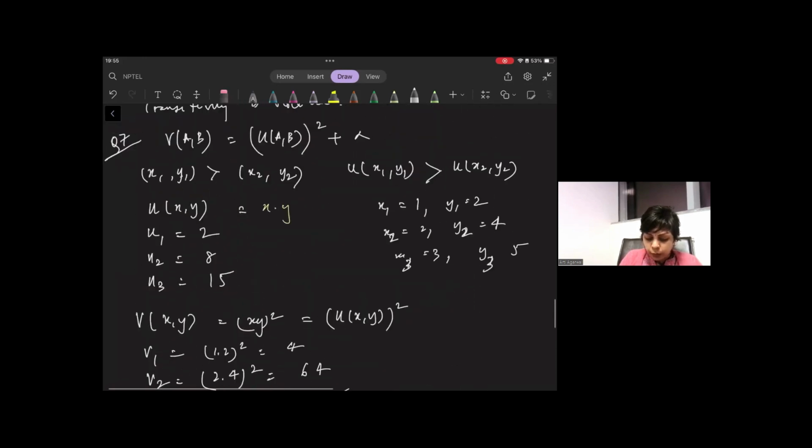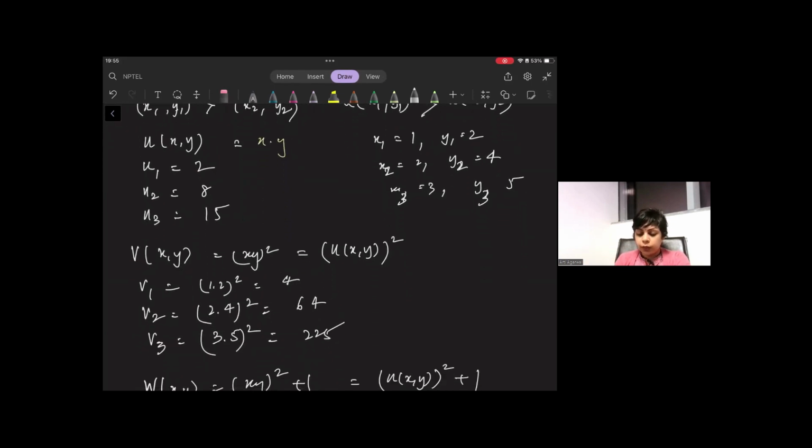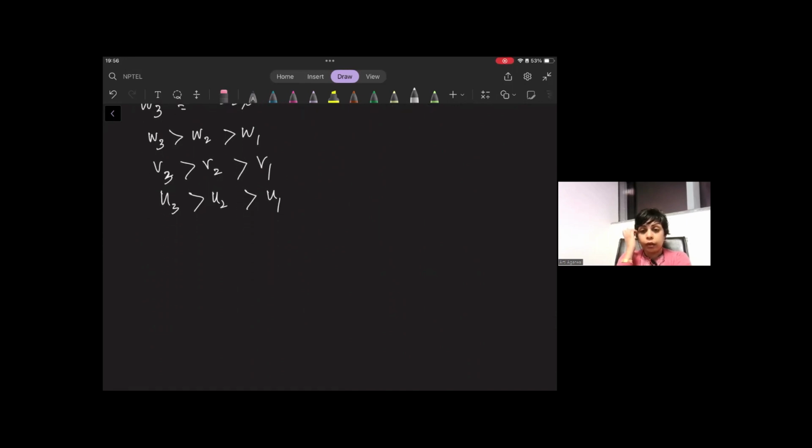If you read the question in the beginning, what is given? U is given to you, and V is given as u whole square plus alpha, where alpha is greater than 0. You can take any numbers you like; instead of x1, x2, you can take a, b, or rephrase it whichever way you like. Basically, this is the result. I've not used a technical term right now, but this is what we refer to as a monotonic transformation. A monotonic transformation does not change the basic ordering of the values of the function for any of the input variables, right?